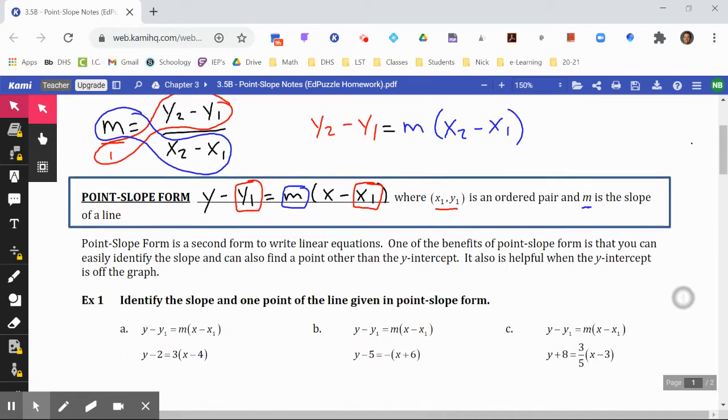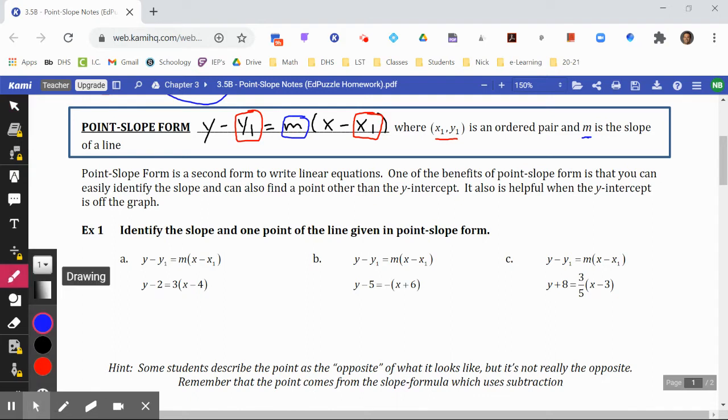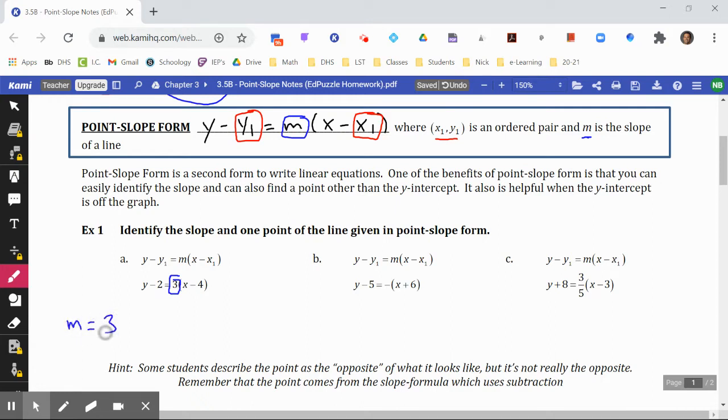So before we start graphing, we have to make sure that we can identify that slope as well as a point on the line. In example 1, we have a couple different examples here, A, B, and C. We're asked to identify that slope and the point. For me, the most obvious of those two pieces of key information is going to be that slope, my m value, because that's going to be that number outside of my parentheses on the right side of the equation. So in example A, my m, or my slope, is going to be 3.